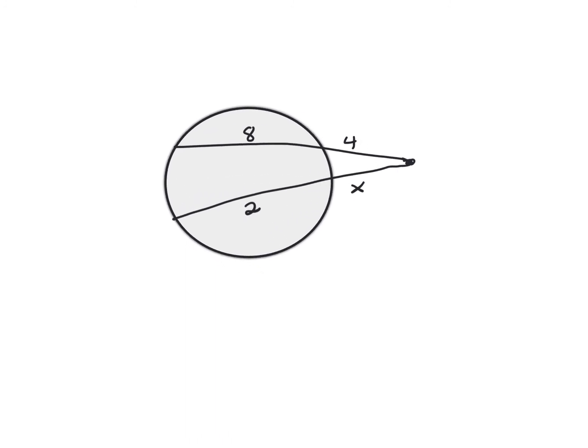I'm going to draw my circle. I'm going to draw in two secants. So these are my two secants meeting at this external point. The piece of this segment is 2. This is x. This is 4. This is 8. So when you have two secants, remember the formula is whole times external equals whole times external.